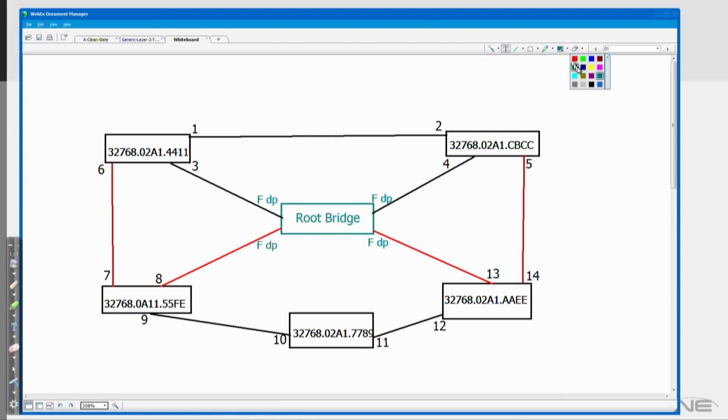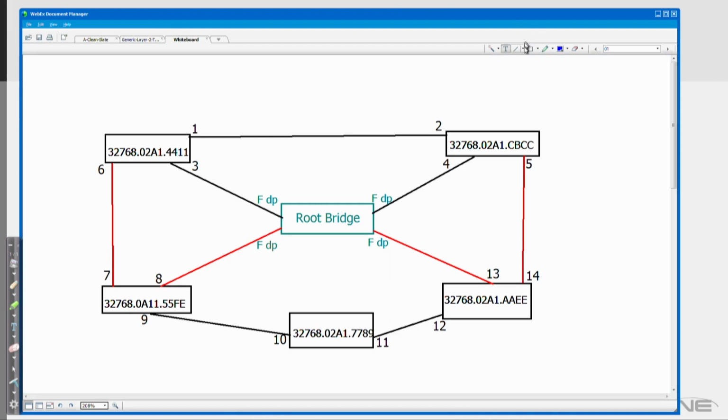And now we know that step number 2 was we went to each switch to figure out what its root port would be. So here's what I want you to do. I want you to pause this video right now and then figure out what the root port is for all the remaining switches. And when you think you've got that determined, press play.